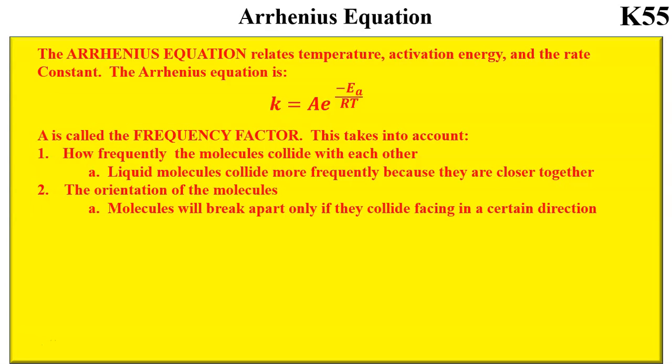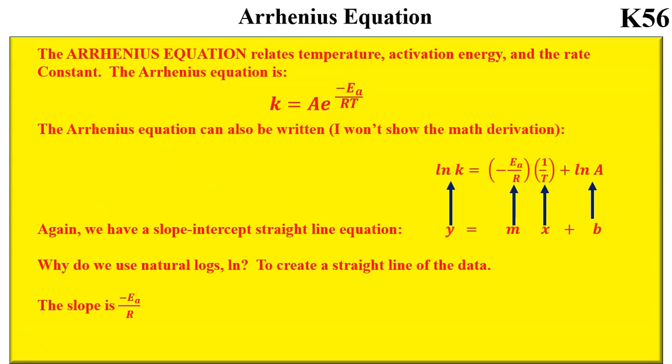So A is called the frequency factor, and it takes into account, one, how frequently the molecules collide with each other. So in liquid molecules, they collide more frequently because they're closer together. As you know, liquid molecules are touching each other. Two, the orientation of the molecules. Molecules will break apart only if they collide facing in a certain direction. So the Arrhenius equation relates temperature, activation energy, and the rate constant.